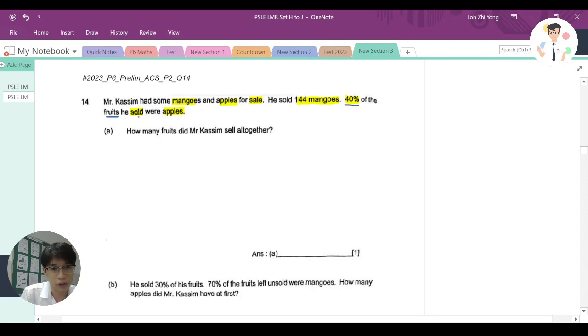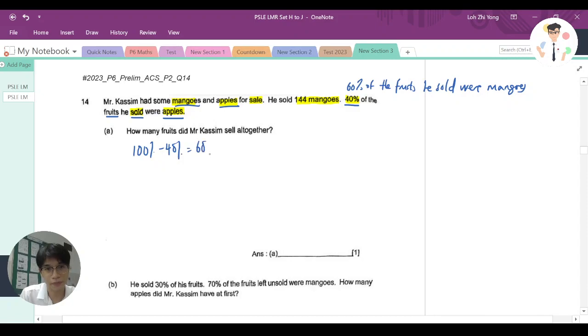40% of the fruit he sold were apples, which means that 60% of the fruits he sold were what? There's only mangoes and apples, right? So 60% will be mangoes. So 100% minus 40%, I know it's 60%. And this 60% is talking about the mangoes that are sold. And here it says he sold 144 mangoes, which means that 60% is actually referring to the 144.